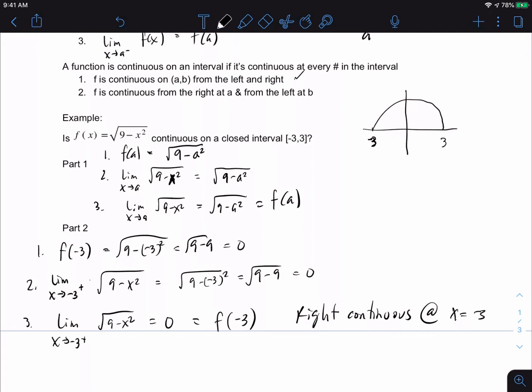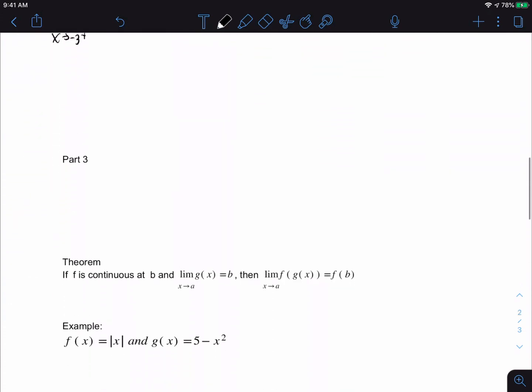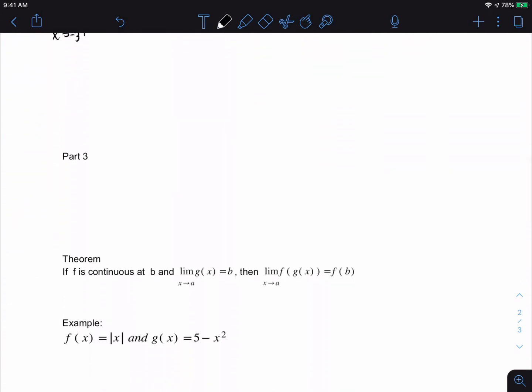I think it's fairly reasonable, but if you're confused at all, please let me know. I don't mind trying to do another example for you. Do you want me to do part 3, or do you guys want to do it? Can you do it? Yeah, sure, no problem.